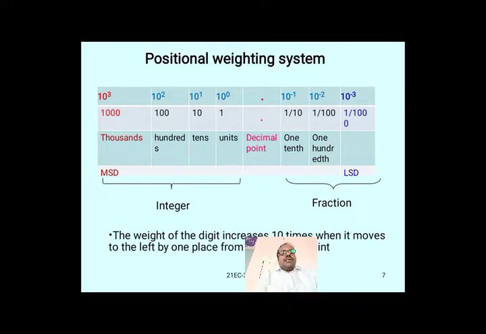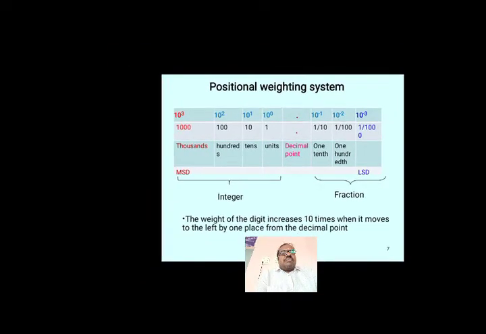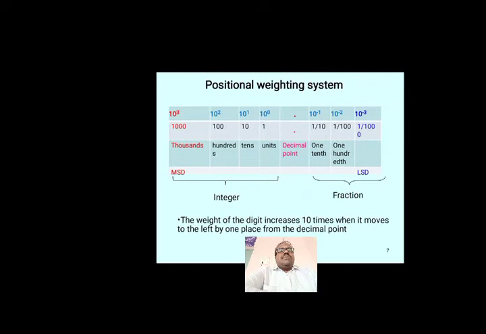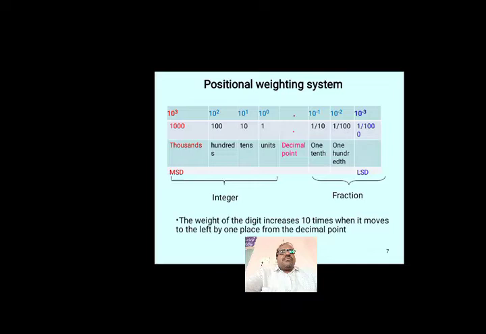See here, the weight of the digit increases by 10 times when it moves to the left by 1 place from the decimal point. Units means 1. By changing it to another place, it becomes tens. By changing to another place, it becomes hundreds. By changing to another place, it becomes thousands. Another place, 10,000s. Okay. Left means increases. Right means decreases by 10.